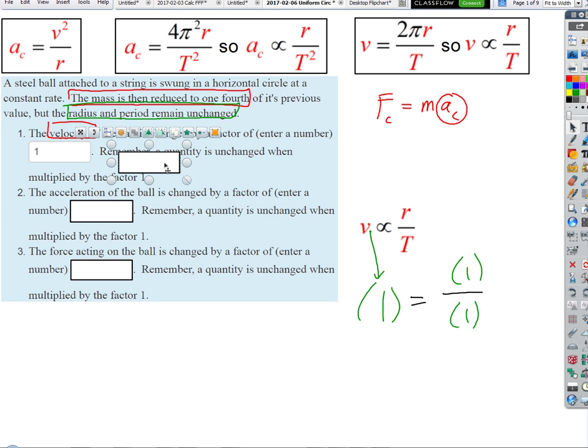Okay, so question. I was going to say, so if 2 pi changed, but 2 pi can't change. 2 pi can't change because 2 pi is just a number, right? It's a constant. By definition, it will never change.